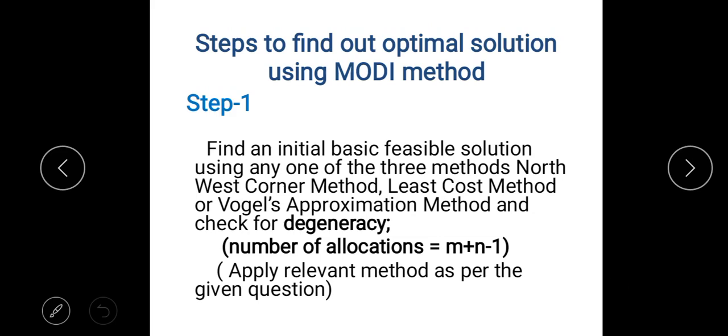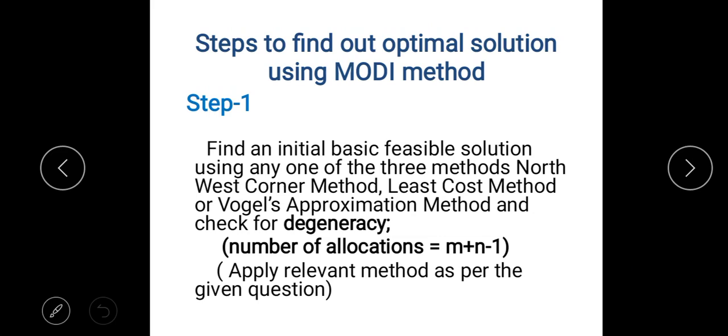The first step is similar to the stepping stone method. What was the first step in the stepping stone method? It was to find an initial basic feasible solution using any of the three methods. It depends on the question, and after finding the initial feasible solution, we check for degeneracy. What is the formula? The number of allocations is equal to m plus n minus 1, where m refers to the number of rows and n refers to the number of columns. If the number of allocations is equal to m plus n minus 1, the problem is said to be a non-degenerate problem. In this way, we check for degeneracy.